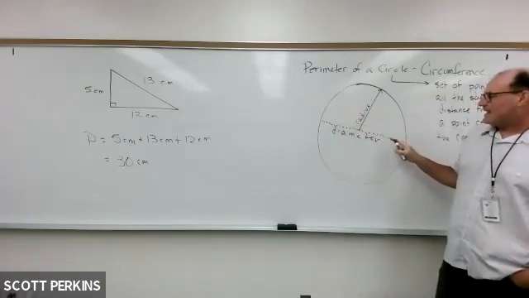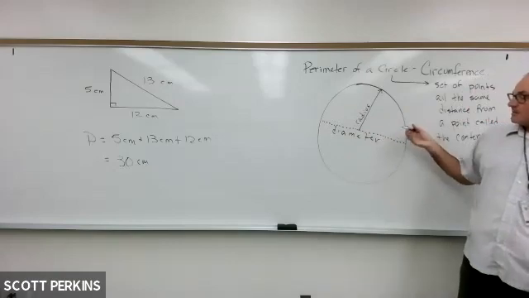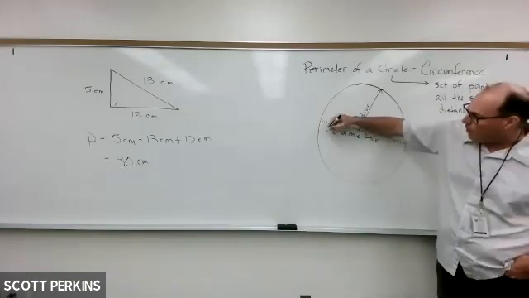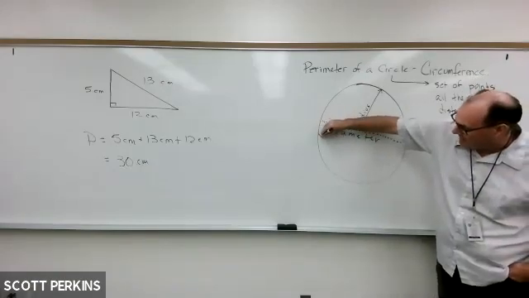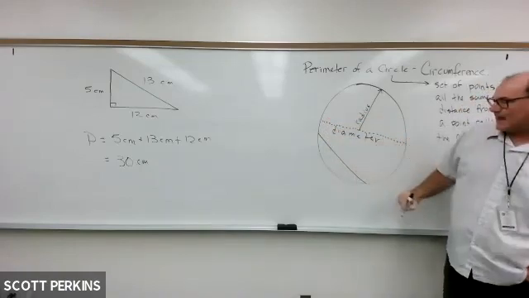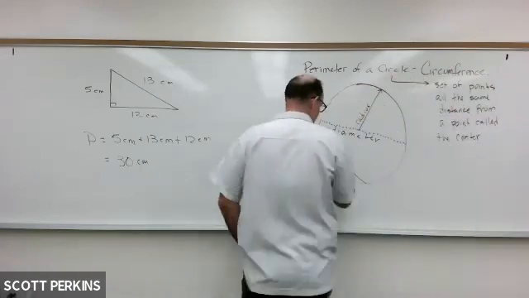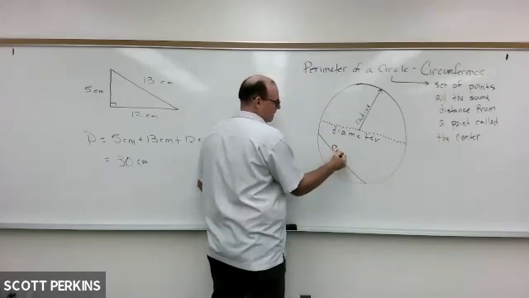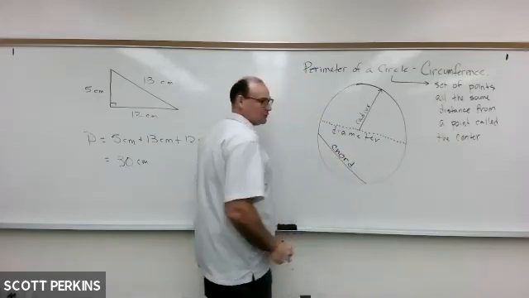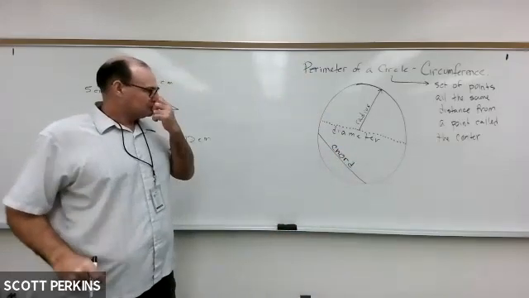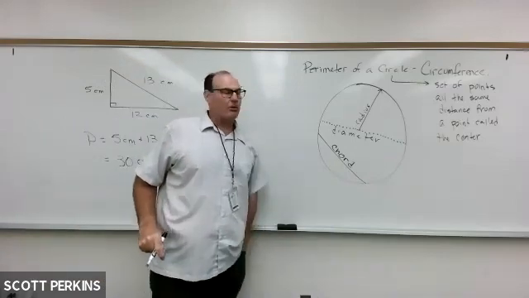The diameter is a specific version of what's called a chord. A chord is a segment that just joins any two points on the side of the circle. So this line right here is called a chord. So there's your circle trivia for you.